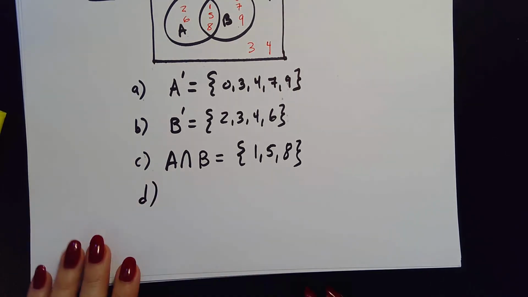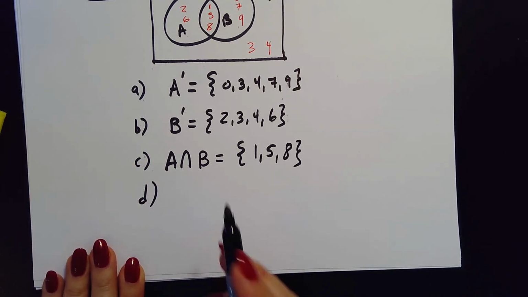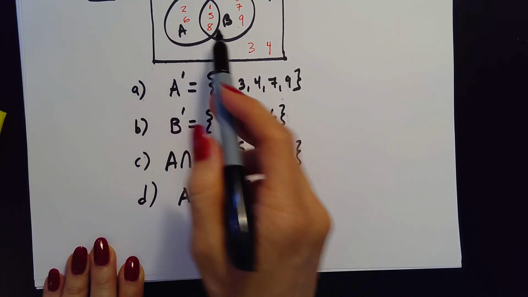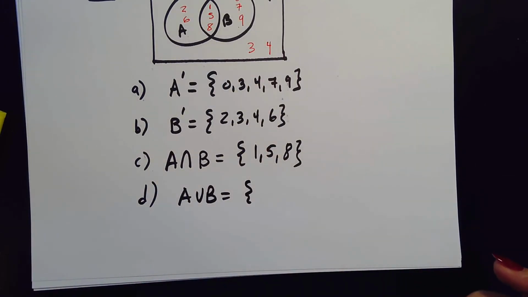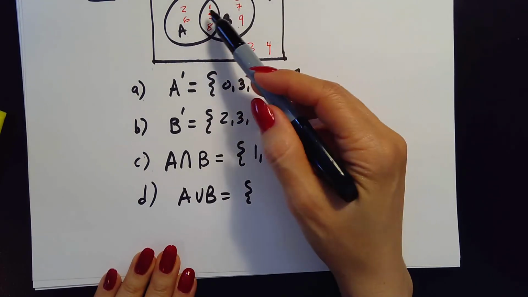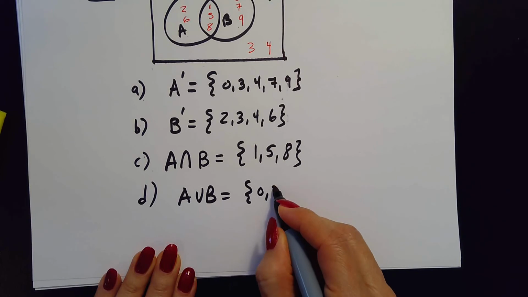And then D is A union B. Remember, this is going to include all of the A elements, all of the B elements, but no repetition. So you're going to have 0, 1, 2, 5, 6, 7, 8, and 9.